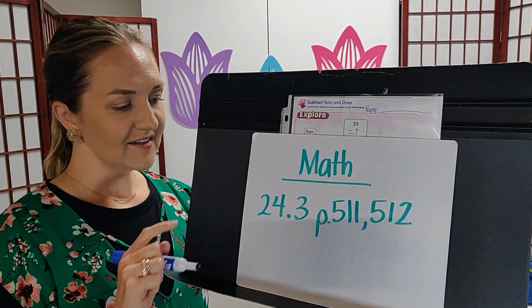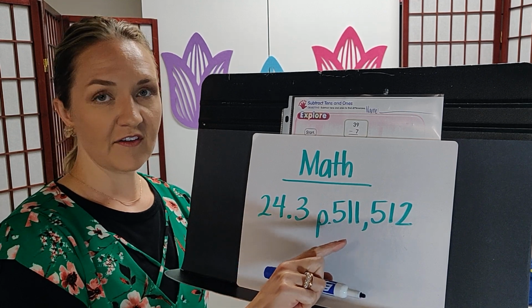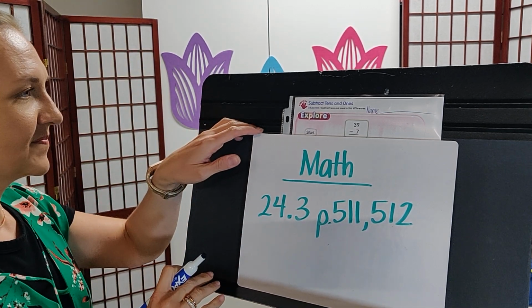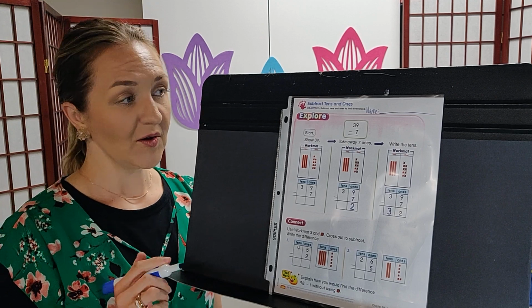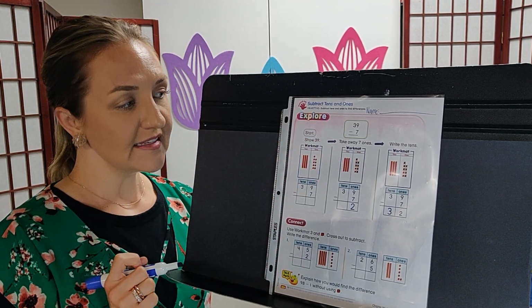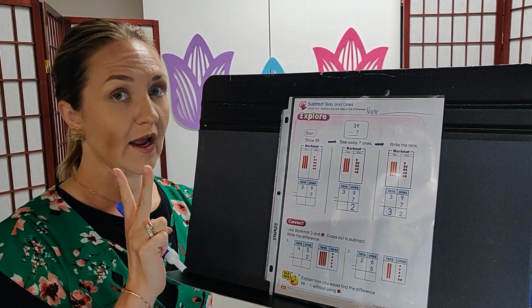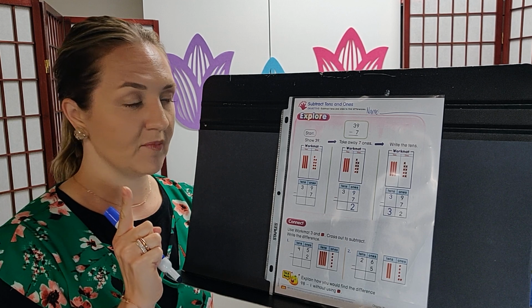Let's work on math 24.3, page 511 and 512. This page is called Subtract Tens and Ones. So this time we'll be doing subtraction with a 2-digit number, subtracting a 1-digit number.